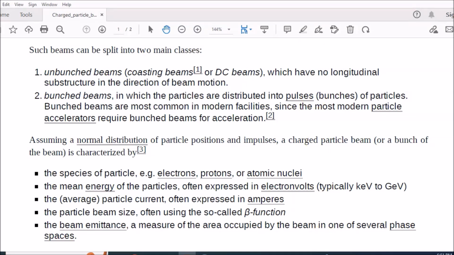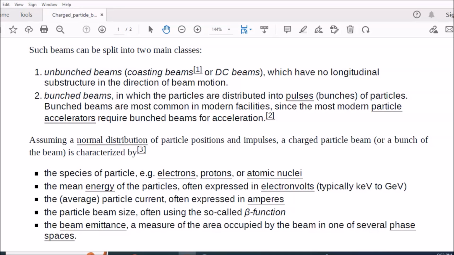Such beams can be split into two main classes. So now we're getting into bunching. Number one, unbunched beams, coasting beams, or DC beams, which have no longitudinal substructure in the direction of beam motion. So an unbunched beam is like the electricity that's used to power your refrigerator and your stove, power your lights in your house, the electricity that comes from the generator. Those are unbunched beams. Those have no longitudinal substructure in the direction of beam motion.